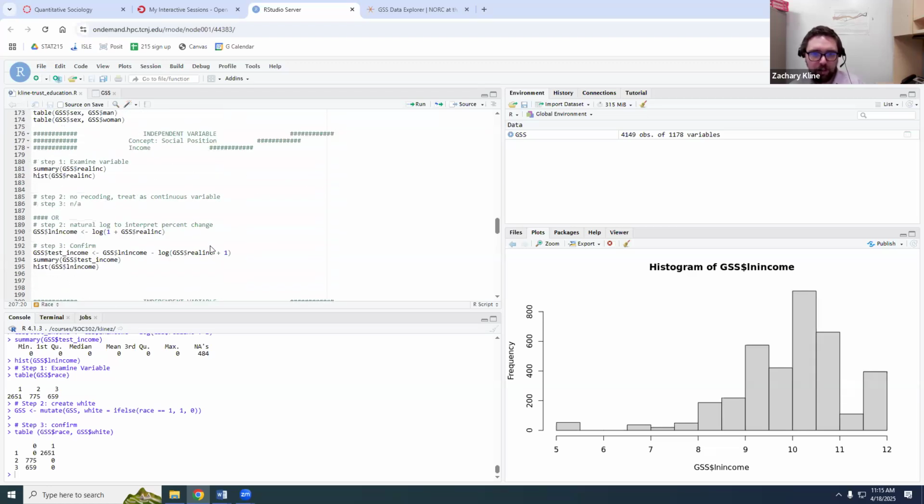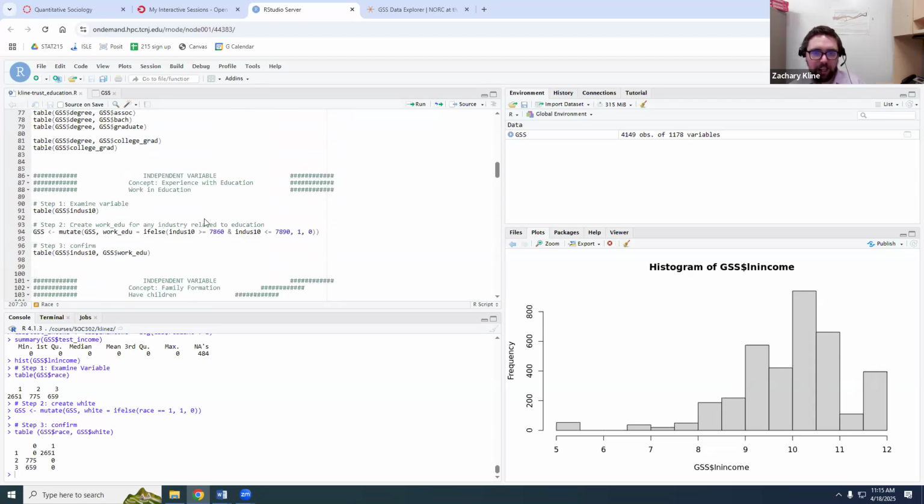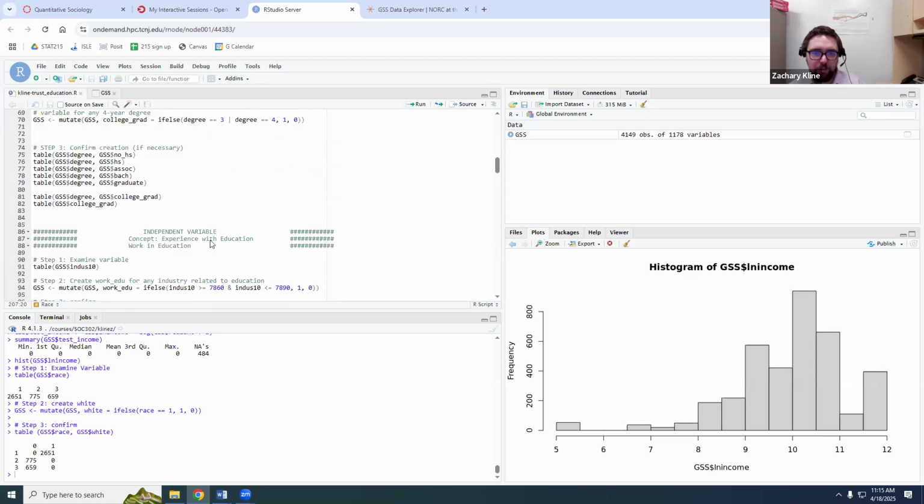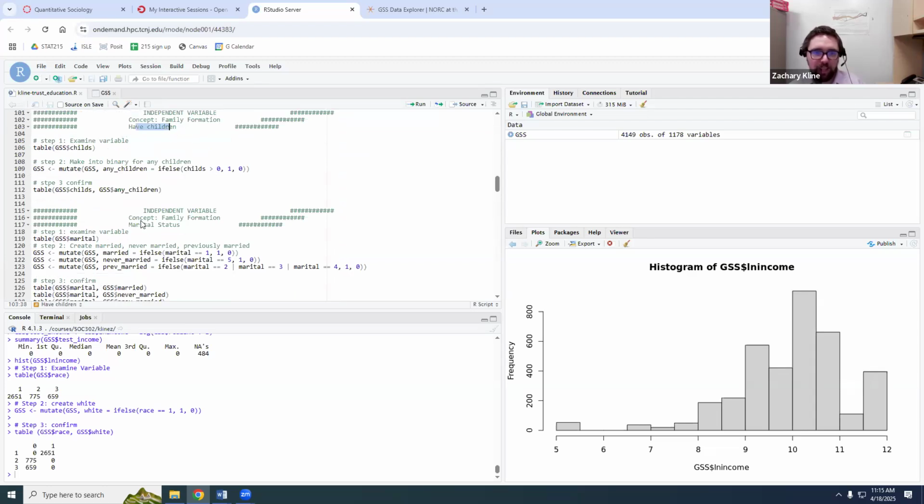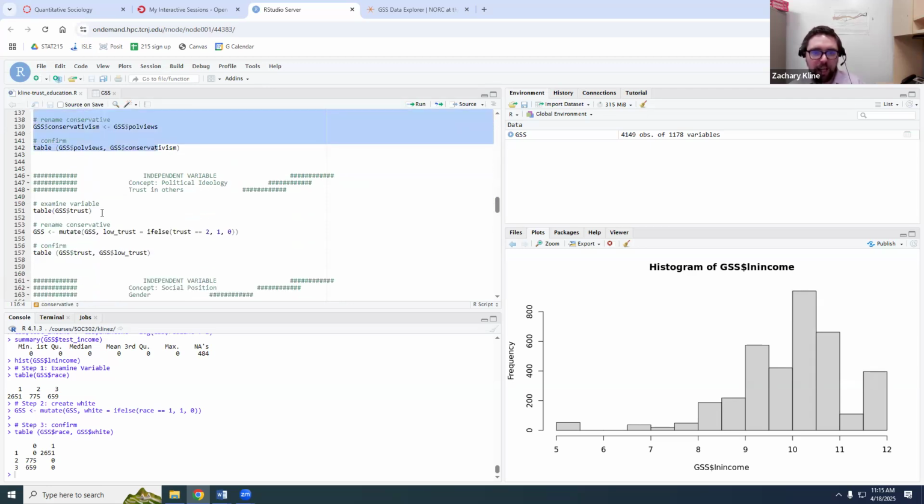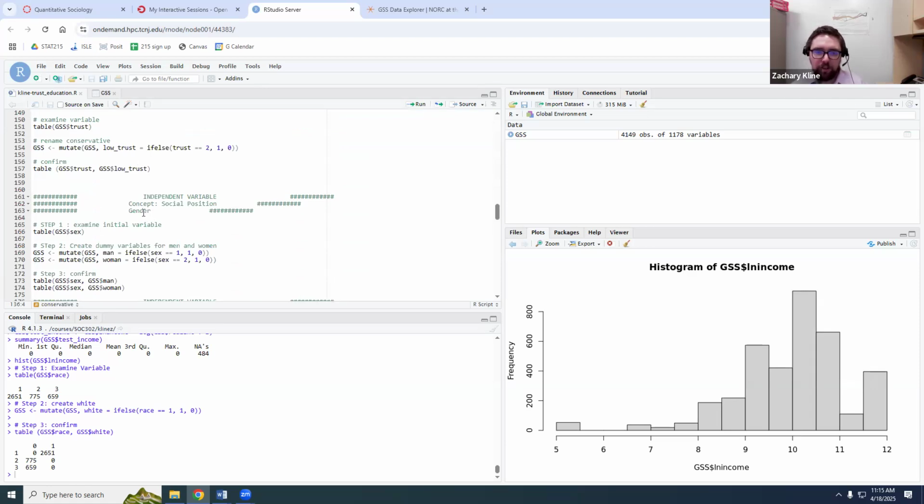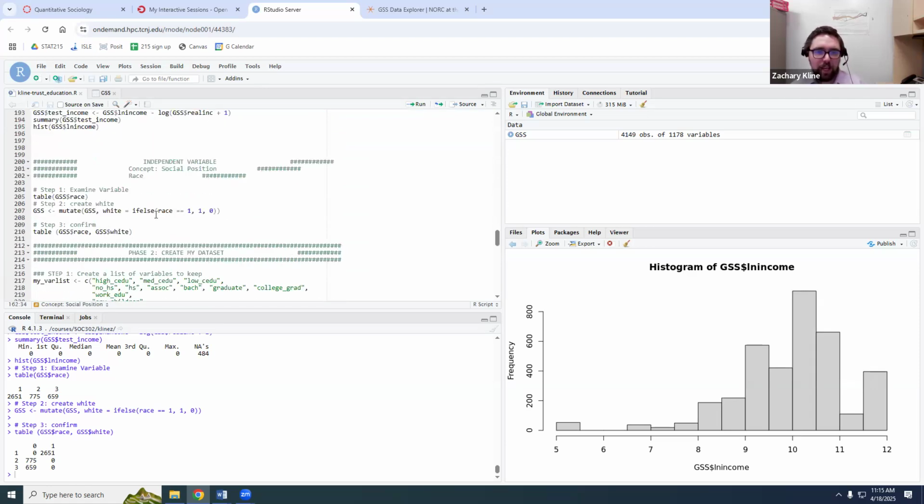There's 4 concepts, right? There was our dependent variable, confidence in education, and our independent concepts were experience with education, which we measured through work and education and degree. Our second independent concept was family formation, which we measured by whether or not they have children and their marital status. Our third independent concept is political ideology, which we measured using conservatism and trust in others. And our fourth independent concept is social position, which we measured using gender, income, and race.